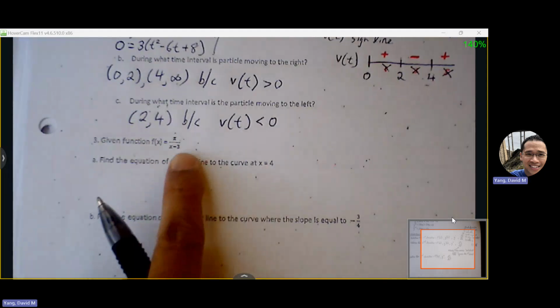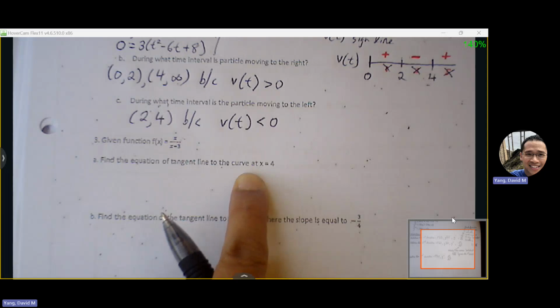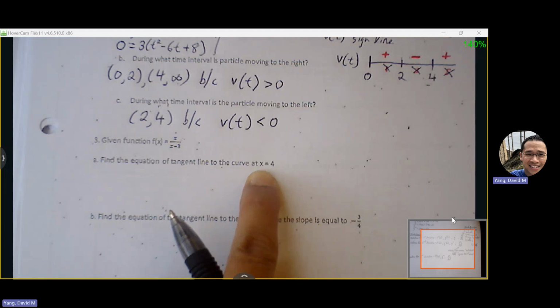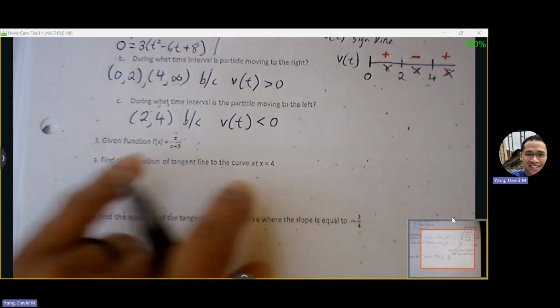So given the function x over x minus 3, find the equation of the tangent line. So we need to find an ordered pair, find the slope from the derivative, and then use point slope form. The ordered pair is pretty straightforward. I can just plug that 4 in for x to get my ordered pair.